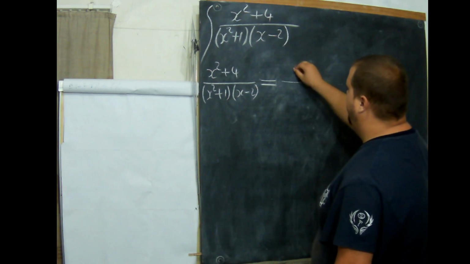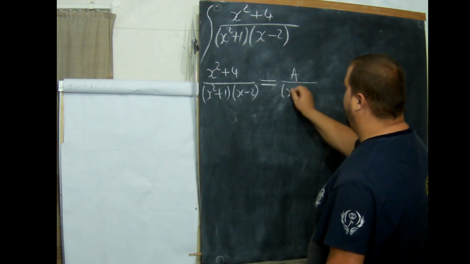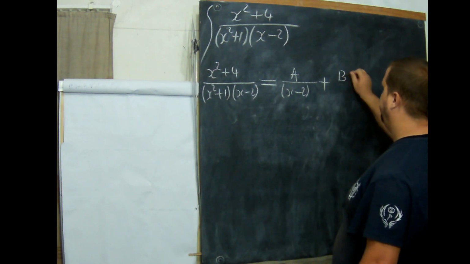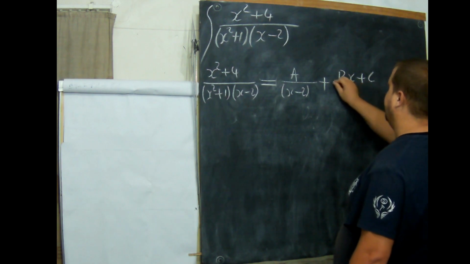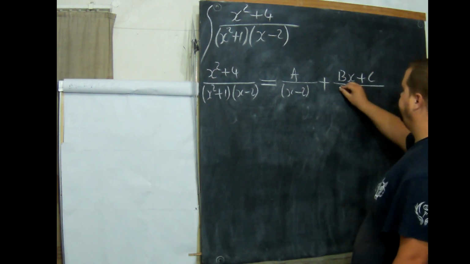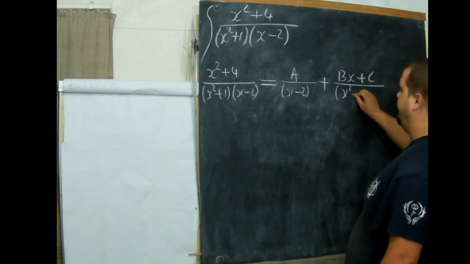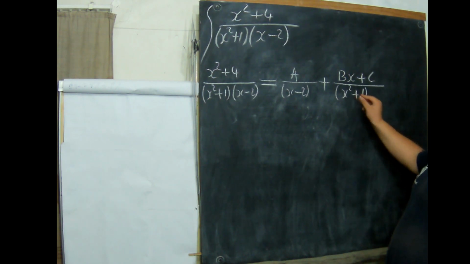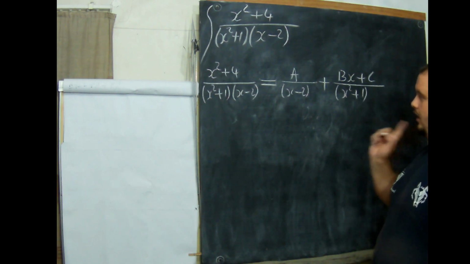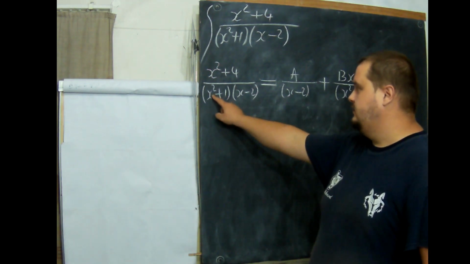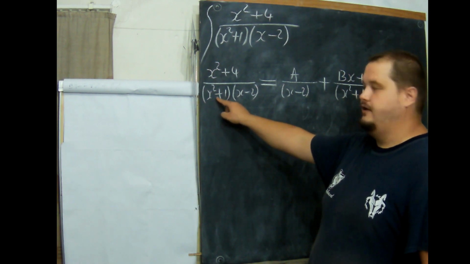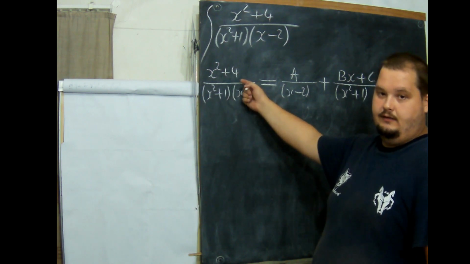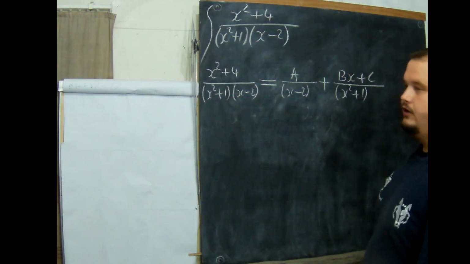Now this will be A over x minus 2 plus (Bx plus C) all over x squared plus 1. That's how this looks. But this only works when you have a squared in the denominator, that is on the inside of the bracket, not the outside. So this is not recurring factors.